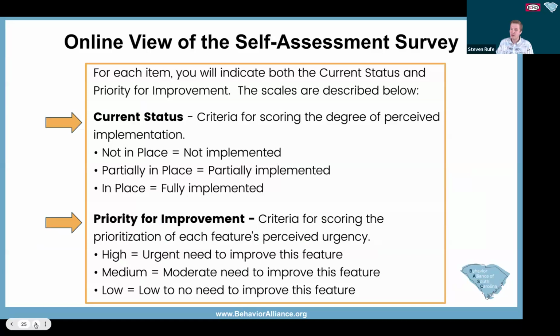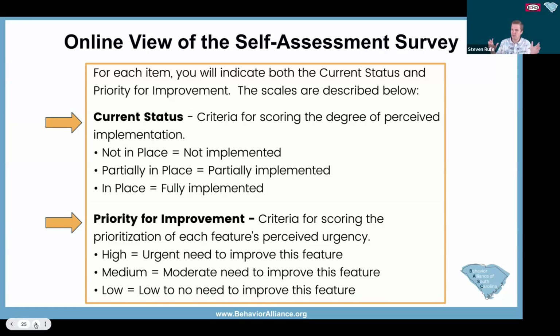There we go. We administer that self-assessment survey in an internal platform that we have, and every single item that the staff give feedback on tells us about the current status from the perception and the standpoint of the actual staff member. So is that item in place, not in place, or partially in place? And then it also gives feedback to the team on the priority for improving those things.